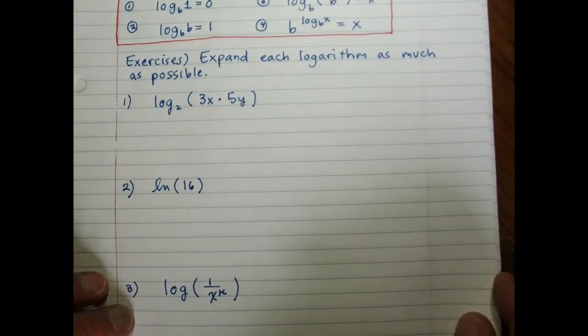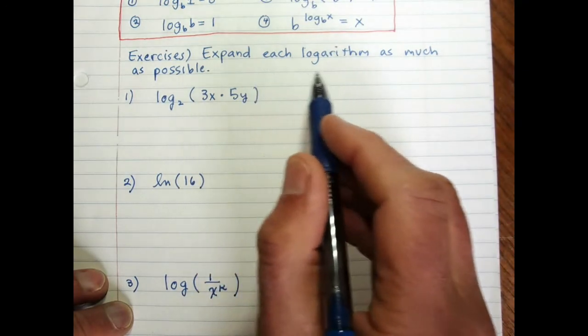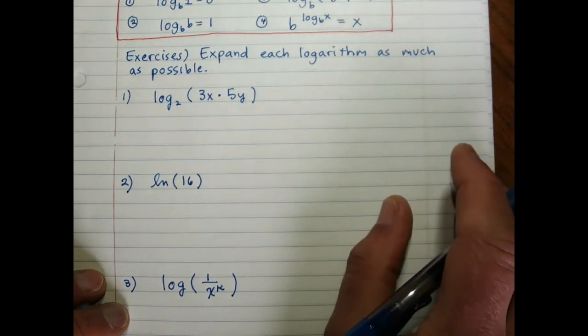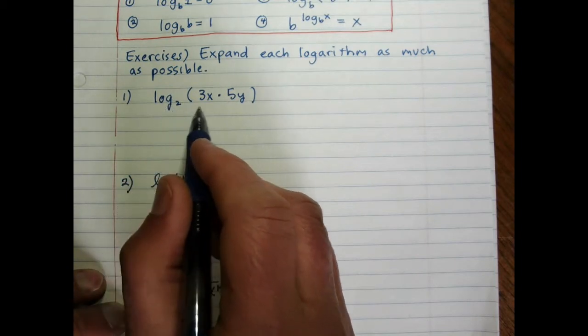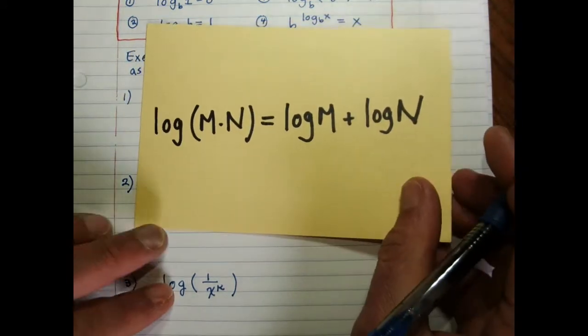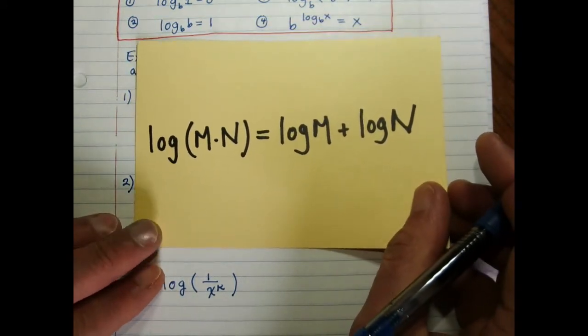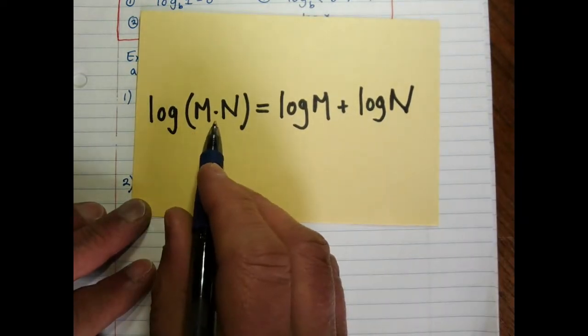And so we're going to start out by expanding each logarithm as much as possible. Number 1 is log base 2 of 3x times 5y. So we're trying to identify a form from one of the main laws. And I think you can see, I wrote some of these on index cards here. This problem is really all about log of a product.